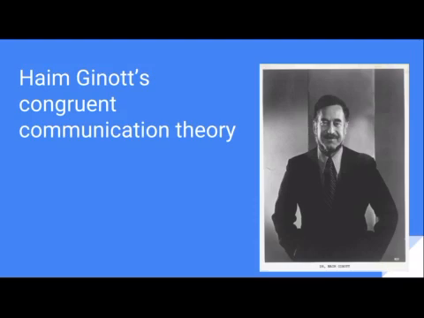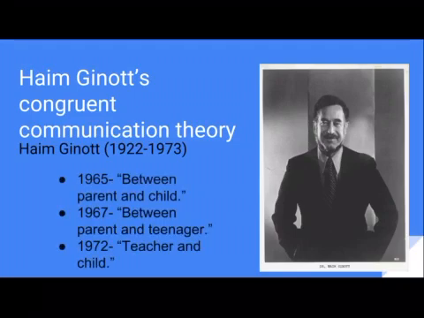Hey there everyone, today we are going to talk about Ginott and his congruent communication theory. Ginott was born in 1922 and he died in 1973. His congruent communication theory actually came from a mixture of 3 books that he wrote, which are Between Parent and Child, Between Parent and Teenager, and Teacher and Child.